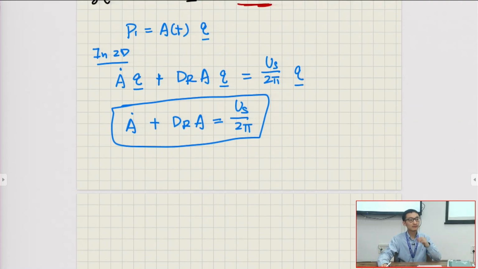Any questions? Okay, so this we can solve. I'm not going to derive that here, but what you can imagine is you see the structure of the equation. You have a dot plus some number times a. So this thing gives rise to exponential decay.